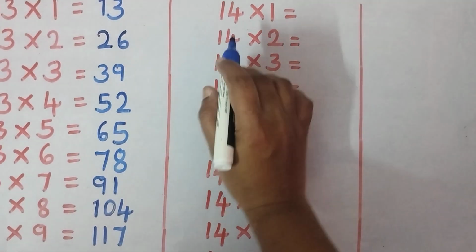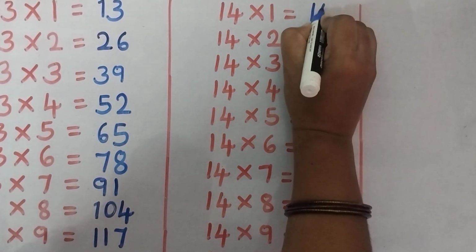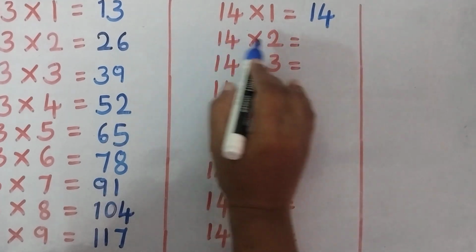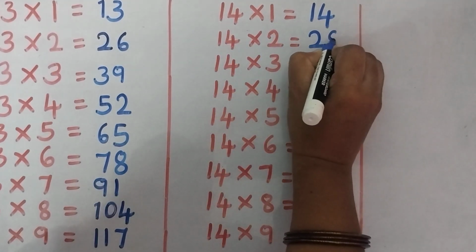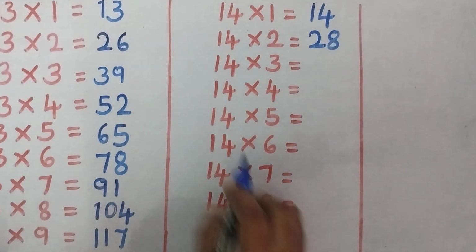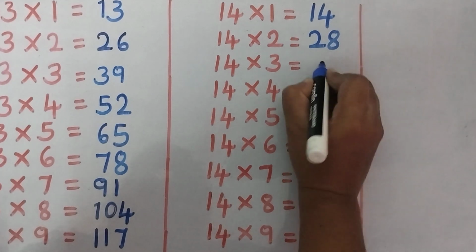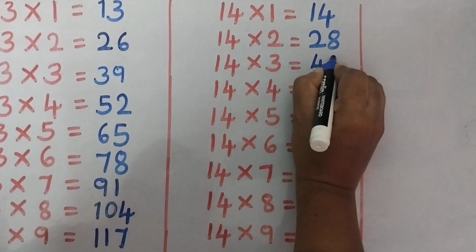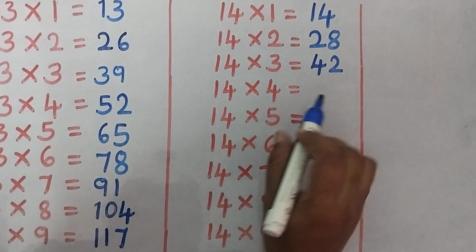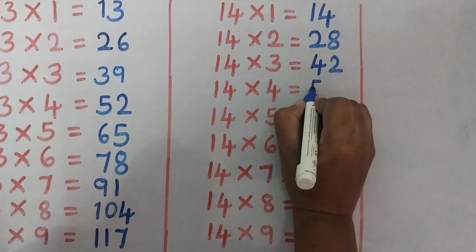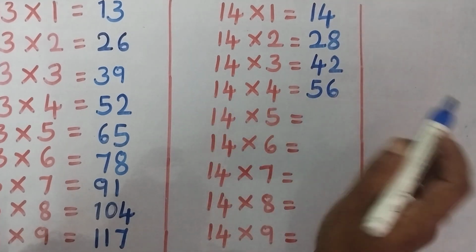So, 14 ones are 14. 14 into 1 is equal to 14. 14 into 2 is equal to 28. 14 twos are 28. 14 into 3, 14 threes are 42. 14 into 4 is equal to 56. 14 fours are 56.